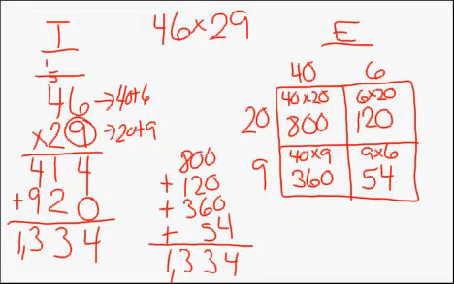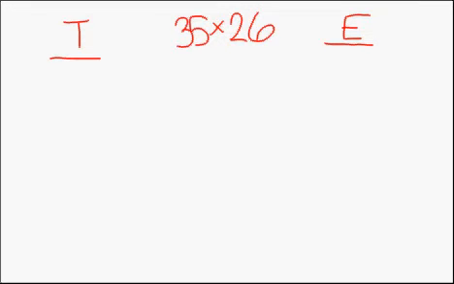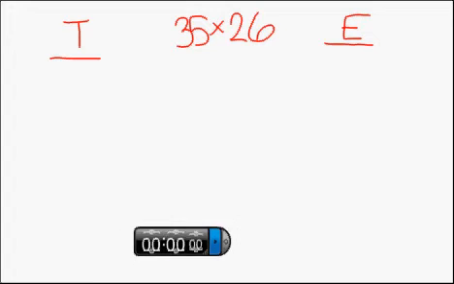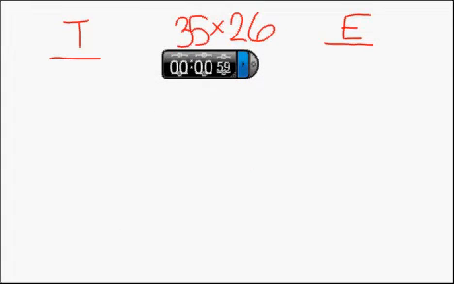Okay, so now it's time for you to practice. Let's try some on your own. Let's try traditional and expanded. I'll bring up my timer. Let's do 35 times 26. Let's try it both ways. Let me set my timer for 1 minute and 30 seconds. Go ahead and try it, and then we'll go over it in just a second, okay?